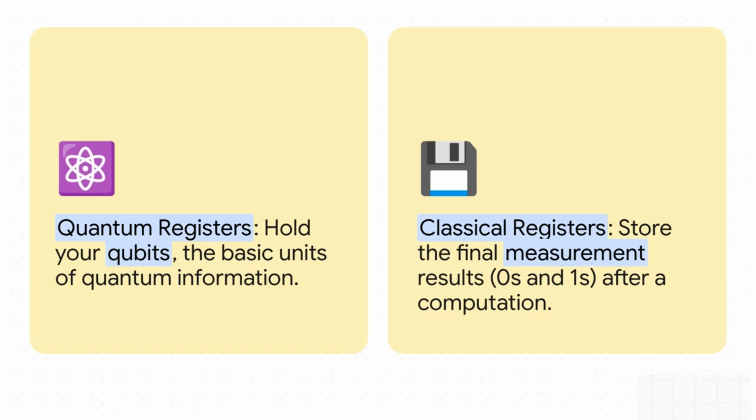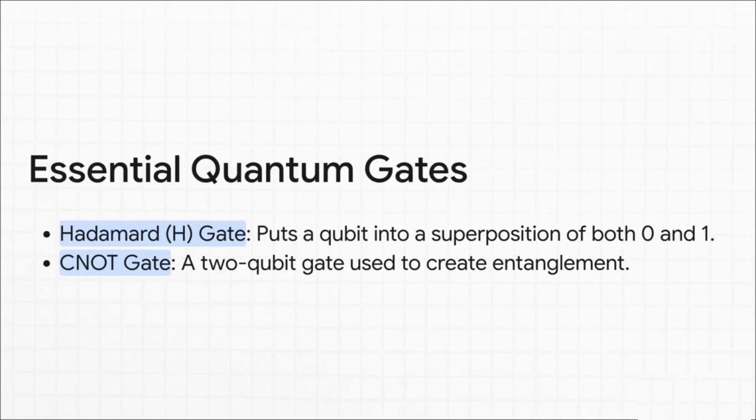Just like classical computers have their basic AND or OR gates, quantum computers have their own set. And for our first program, we really only need 2. First is the Hadamard gate, or the H gate. This is your key to superposition. It takes a qubit that's a definite 0 or 1 and puts it into a state that's a mix of both at the same time. Then you have the CNOT gate. This one needs 2 qubits, and it's how we create entanglement. That mind-bending property where 2 qubits become linked, and what happens to one instantly affects the other.